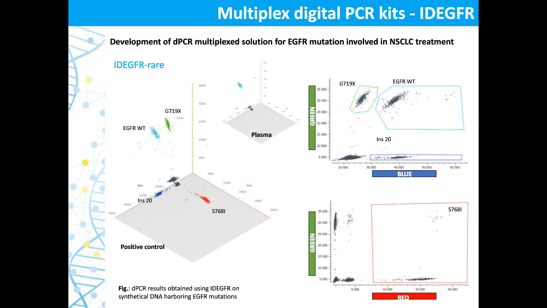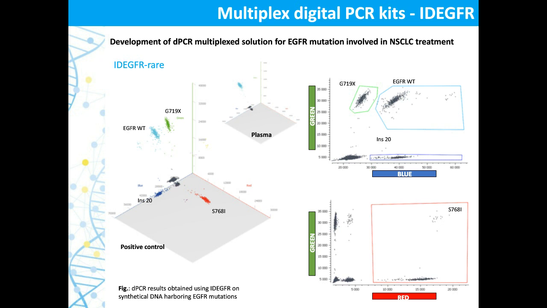You have your only green population, which are the mutations of the exon 18. The only blue population, which is the insertion of the exon 20. And the only green population, which is the mutation S768I. So I will not show you data using this assay because we never had samples positive for those mutations.